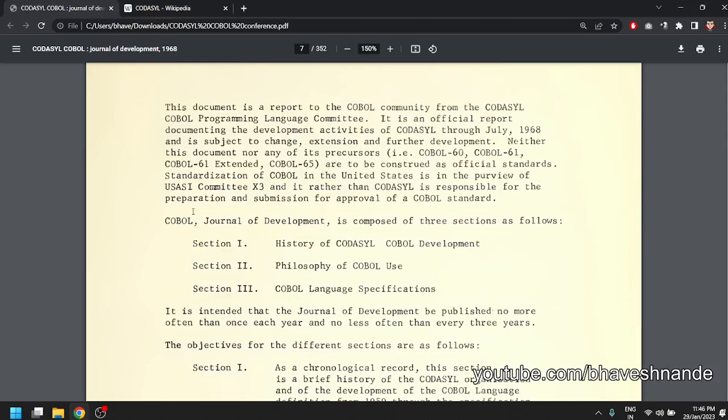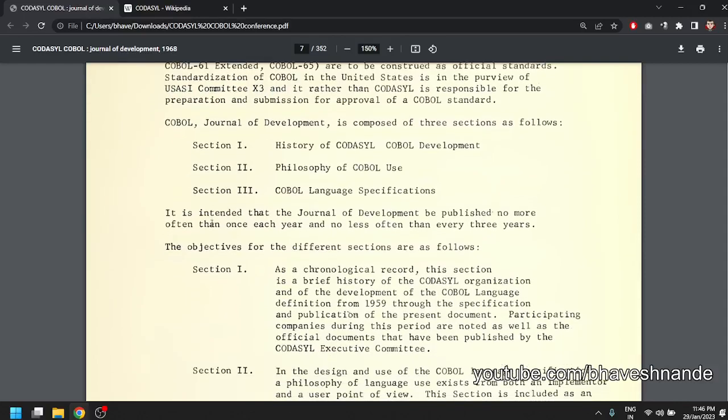So they are mentioning that this is not a standard. So there may be future changes, and CODASYL is not responsible for standardization. So there's a different committee for standardization.